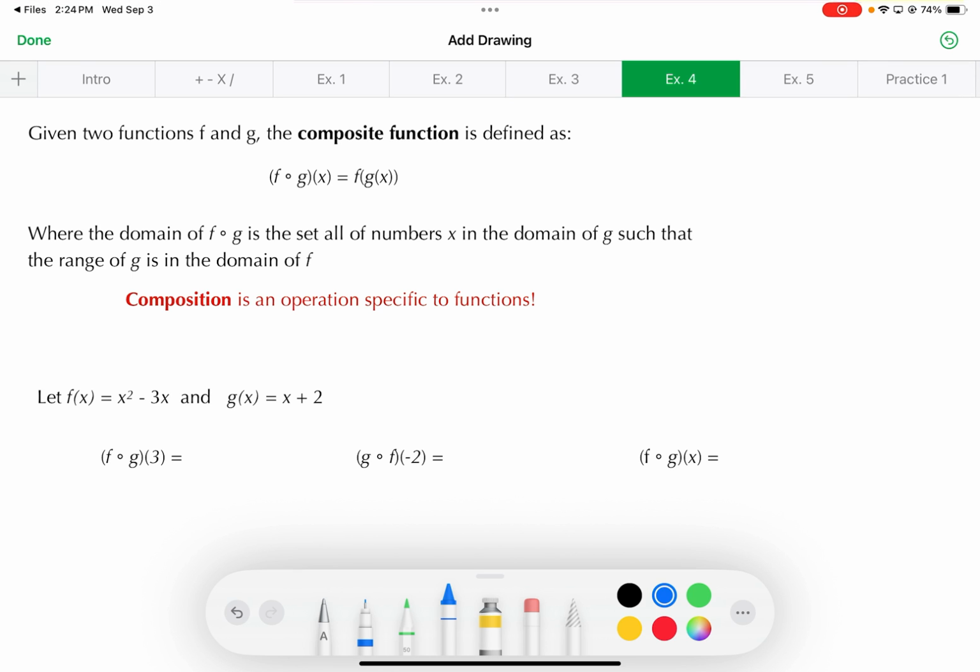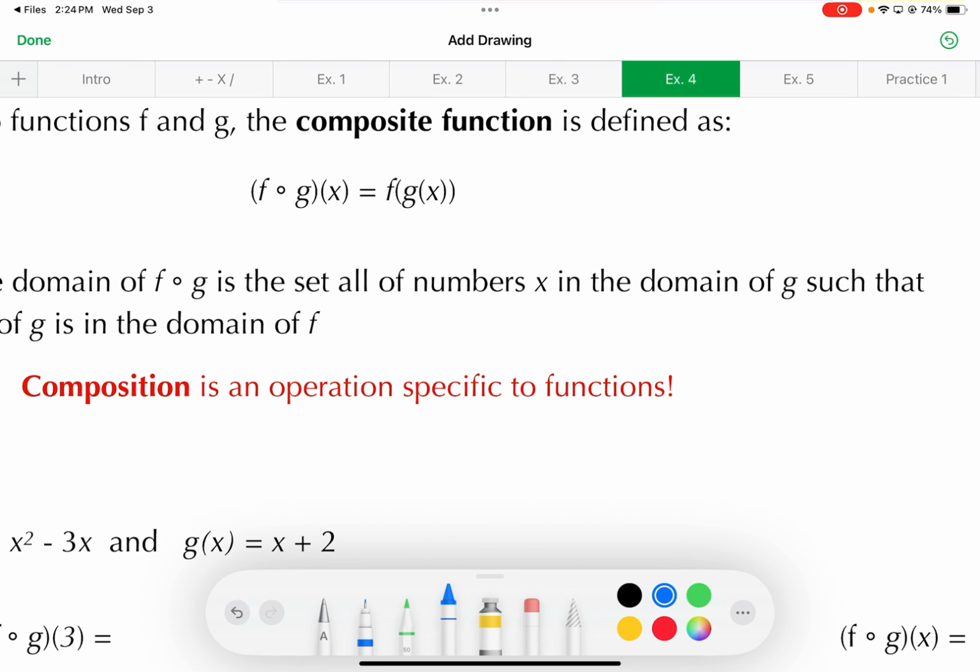Given two functions f and g, the composite function is defined as follows. Two notations that represent the same thing. Okay? This first notation, you have this open circle between the f and the g. We would read that as composed. This is f composed of g of x. Or the other notation that means the same thing is f of g of x.